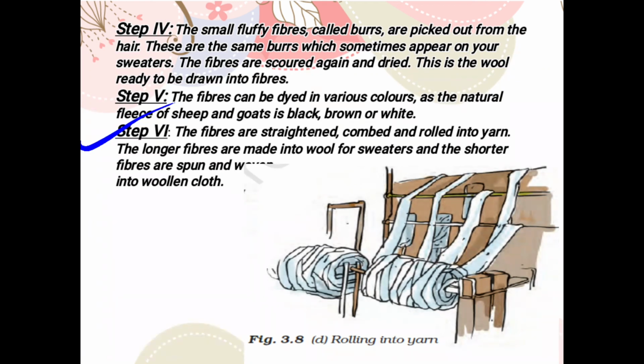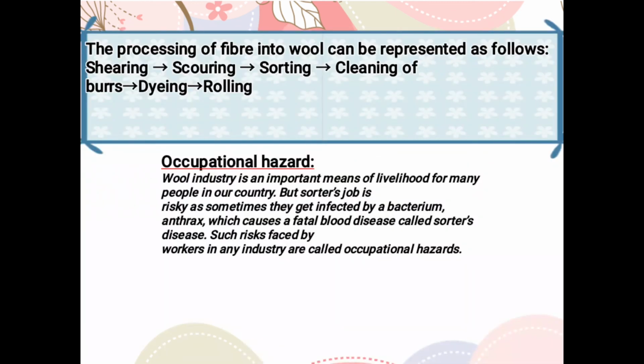Now step 6 is that the fibers are ready, they are dyed also, and afterwards they are converted into yarn, and with the help of the yarn it is sent to the industries, and there it is woven into different sweaters. In our homes also we make different kinds of beautiful sweaters with the help of this yarn. So these are the 6 steps by following which we get the wool from the hairs of the sheep's body.